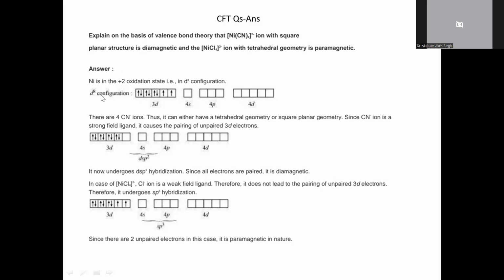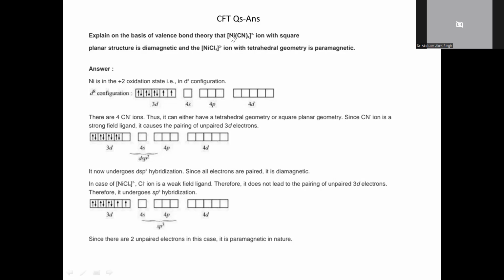Let's see the answer. Nickel is in the oxidation state 2, meaning after losing the 4s electrons, we have 3d8. This is the d8 configuration. In the 3d orbital, five orbitals, we place 8 electrons, 1, 2, 3, 4, 5, 6, 7, 8. This nickel will give vacant orbitals as mentioned in the theory. How many vacant orbitals? 4. Here the number of ligands is 4. Here also the number of ligands is 4.